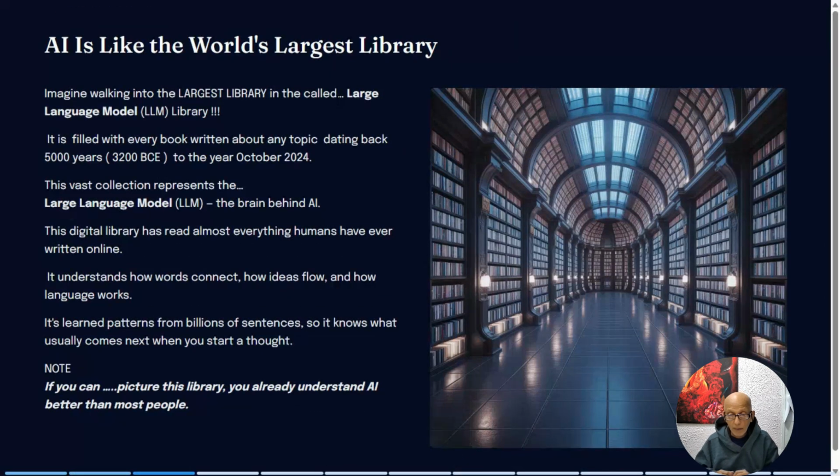Now, think of AI as the world's largest library. It contains all the information in the world from China, India, Italy, Greece, United Kingdom, etc. And it is the world's largest library, meaning all the information in the world is contained in one central location. And that's basically what AI is. Now, let's look at the slide for a second.